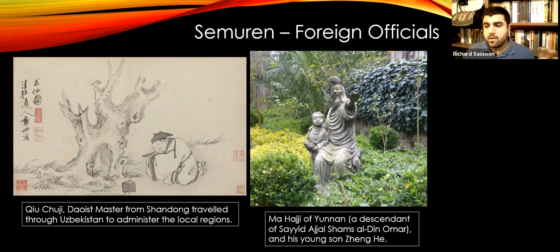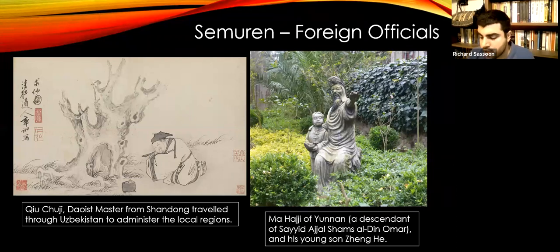These people were called Semuren, and as is pointed out, this is a statue in Yunnan, which is in the southern area of China, and you can see the boy is Zheng He, who is a famous explorer, navigator in Chinese history, and you can see him with his father, Ma Haji. In fact, the last name Ma in China often belongs to Muslim minorities who are the descendants of these Semuren.